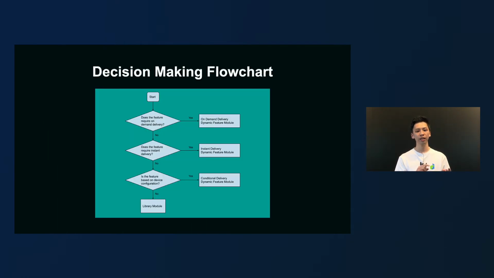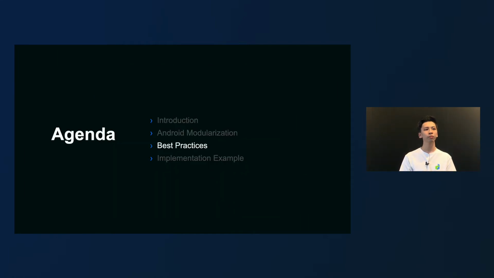Before we create a dynamic feature module or library module, there are 3 questions that we should ask ourselves first. This is the decision making flowchart. So the first question is, does your feature require on-demand delivery? Does it require instant delivery? Or is it based on the device configuration? If none of them applies to your feature, then you should create a library module instead. So next, I will talk about the best practices.